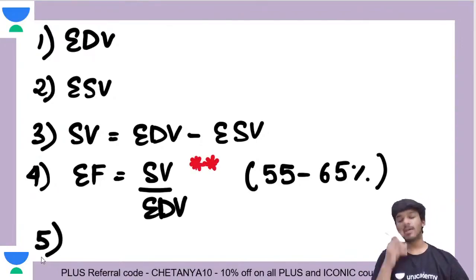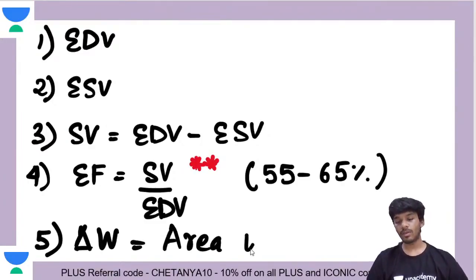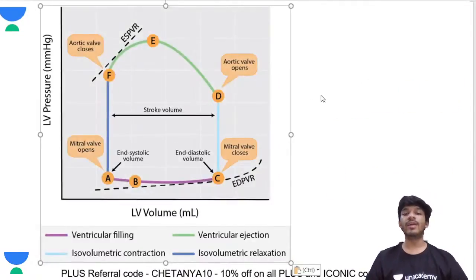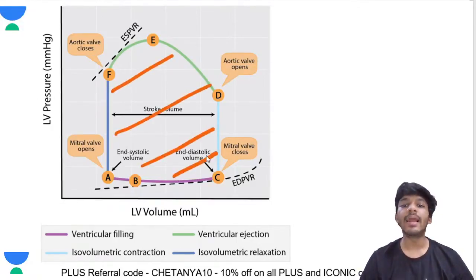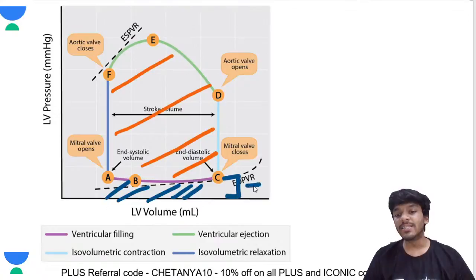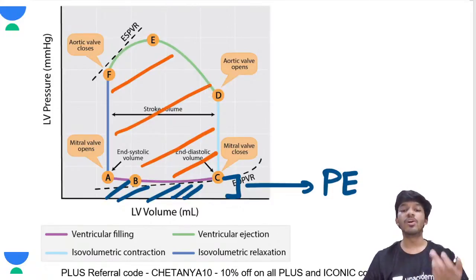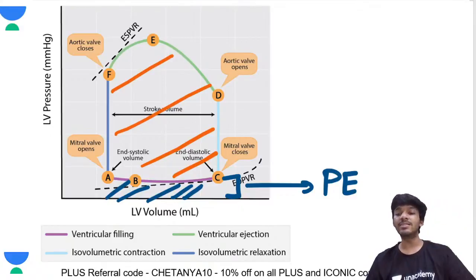Last thing that you can calculate is the work done, and that is the area under the curve. Please keep in mind that when we talk about area under the curve, we are talking about this area in between these lines. If you include this area also, this represents the potential energy of the heart. What is the meaning of the potential energy of the heart? It means that if you completely make the heart empty, that means the end systolic volume, if you take it to be zero.